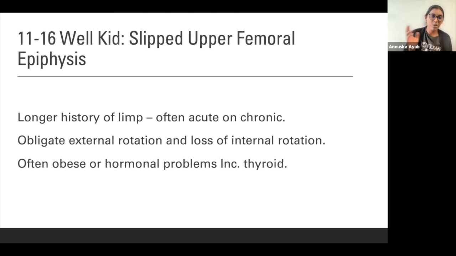And sometimes then, on top of that, there's a sudden acute episode. They were playing football and then they're in a lot of pain. That's the classic. So a big kid, 14, quite obese children.